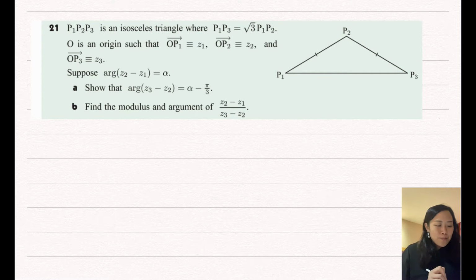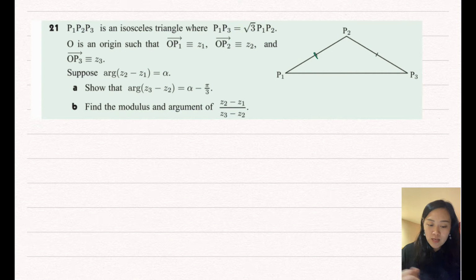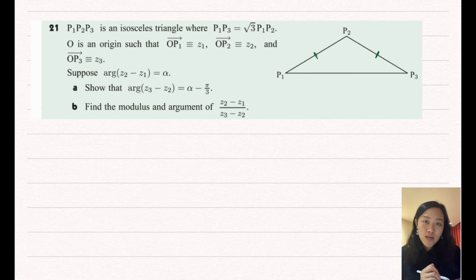Okay, so P1, P2, P3 is an isosceles triangle where P1P3 equals root 3 of P1P2. And by the diagram, we know exactly which two sides are equal to each other, right? It's P2P1 and P2P3. O is an origin such that OP1, OP2, OP3 are defined respectively as Z1, Z2, and Z3. Suppose the argument of Z2 minus Z1 equals alpha. We need to show that the argument of Z3 minus Z2 equals alpha take away pi on 3.